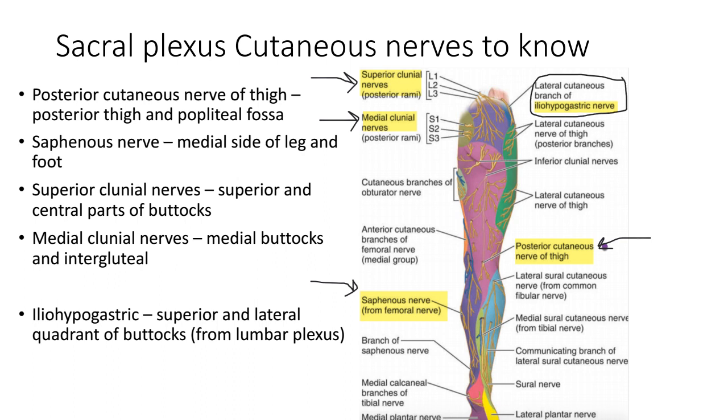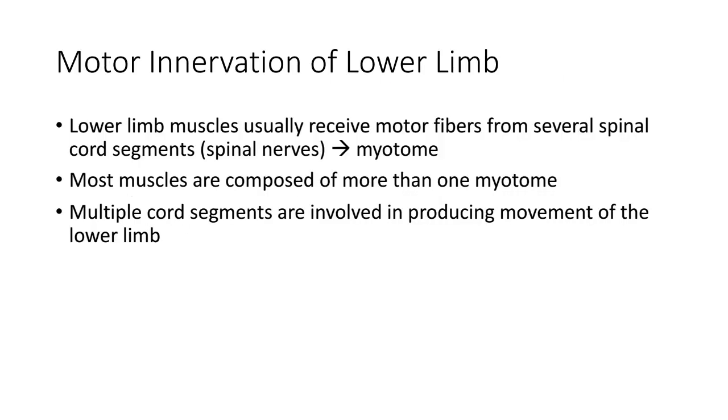but this one's actually part of the lumbar plexus, the iliohypogastric cutaneous nerve, which is on the superior and lateral quadrant of the buttocks. So it's supplying the superior and lateral quadrant of the buttocks. Again, it's on this posterior picture. It's not on the anterior picture, but it's from the lumbar plexus, not the sacral plexus. So that's it for sensory: the dermatome and the cutaneous innervation.